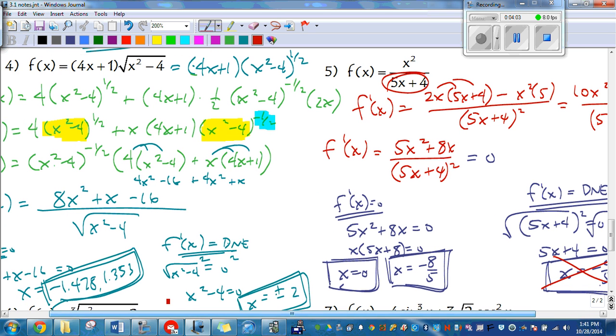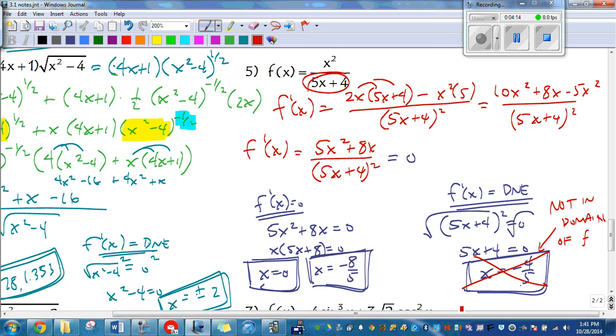We couldn't skip it on number 1 because this wasn't the quotient rule. We don't have anything in the denominator here. So this positive or negative 2 is not going to make the original function undefined. Right? Only with those quotient rule ones can we skip that step.